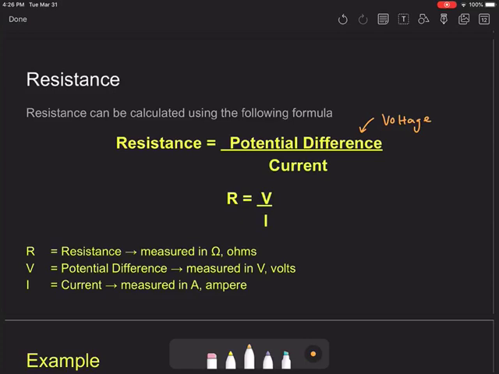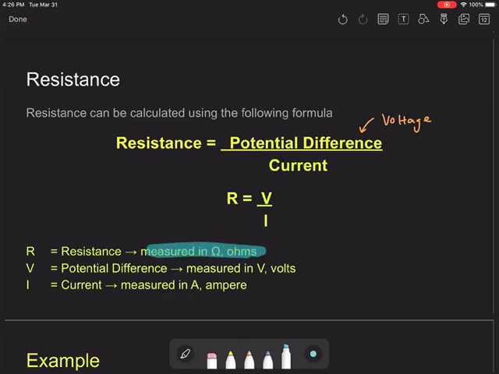Okay, so if we said that in terms of symbols, resistance is symbolized by the capital letter R. We know our potential difference, or our voltage, is with our capital letter V, and our current is with our capital letter I. Okay? So our resistance is actually going to be measured in ohms.